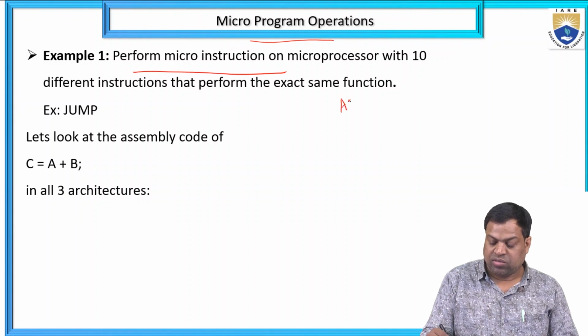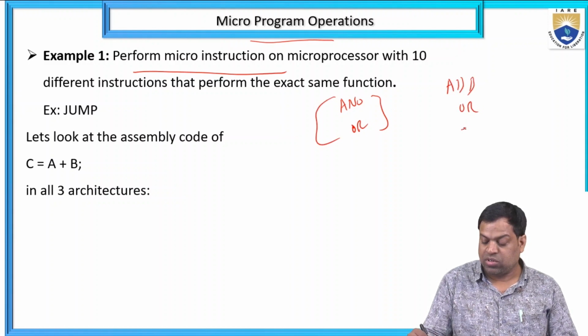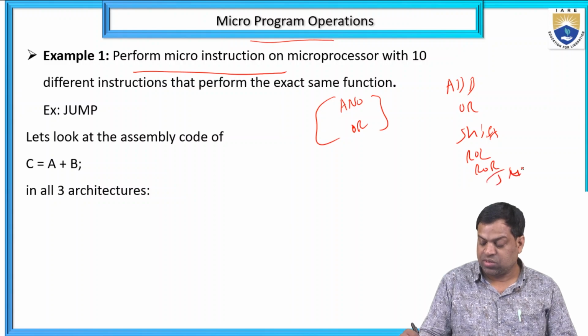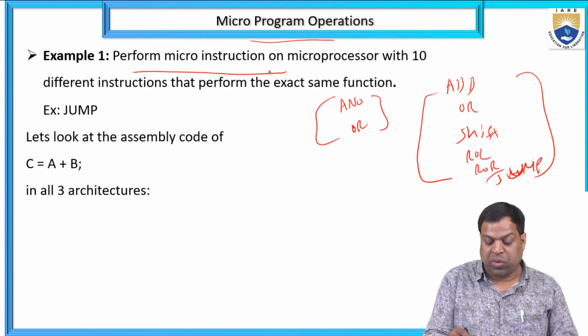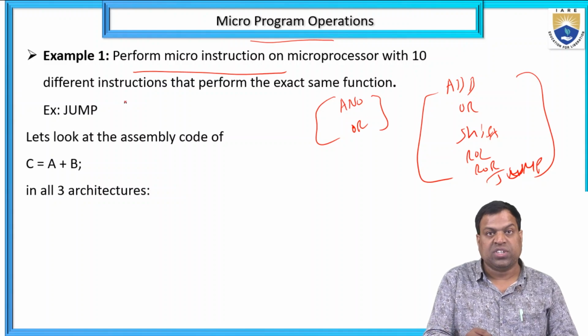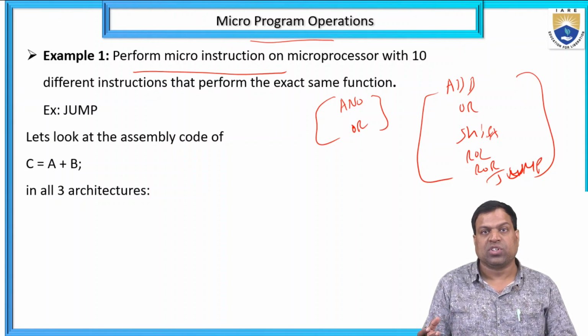What I am taking is the AND gate and OR gate, which are logic gates. So add, OR, shift, rotate left, rotate right, jump. These are the microprogramming operations. With a microprocessor with 10 different instructions that perform the exact same function, we have to use 10 different instructions to perform the exact same function.